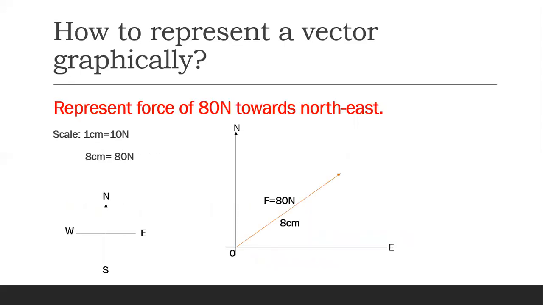Let's see a second example. Represent a force of 80 Newton towards northeast. Again, you will draw the directions. Then you will select a suitable scale. You will draw 2 perpendicular lines. You're just going to magnify this area, in short, this northeast area, like this, starting from the reference point, that is the origin. You will draw an 8 centimeter line. Since it says northeast, you're going to draw this line in the center. This 8 centimeter length, you are going to draw using a scale, and that 8 centimeter will be representing 80 Newton force.